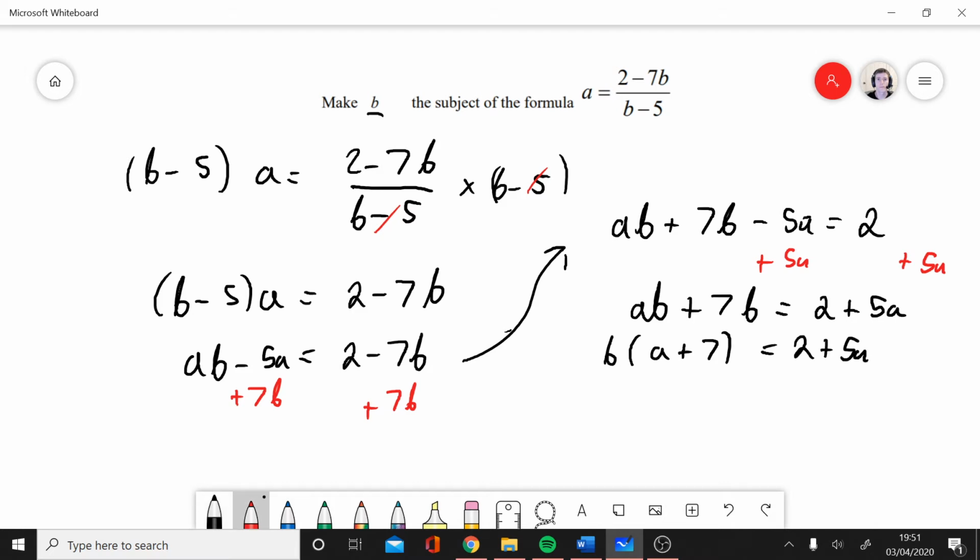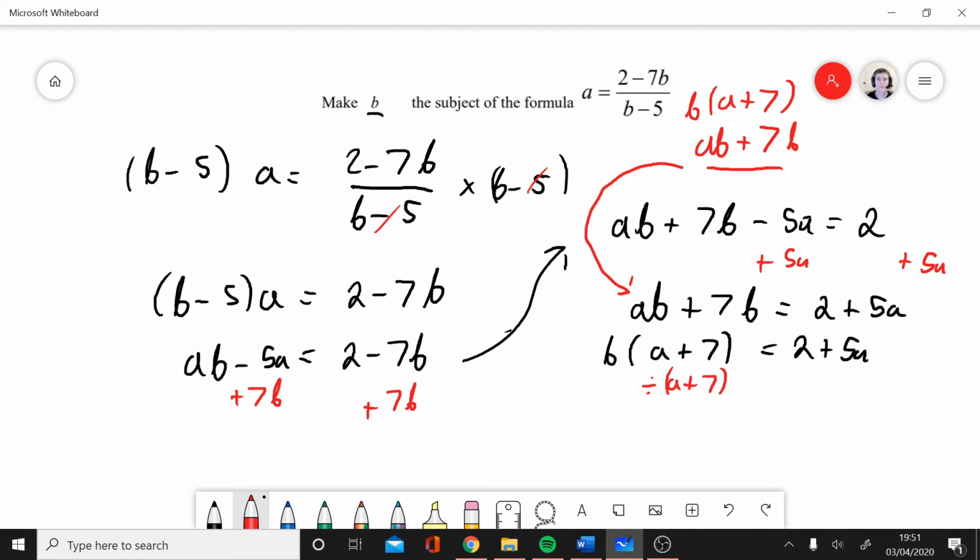And so the reason why this works is up here in red. If I multiply b by a plus 7, I end up with ab plus 7b, as it is just down here. So all I've done is I've taken out the common factor. And then we are able to divide both sides by this bracket of a plus 7, divided by a plus 7. And we end up with b being equal to 2 plus 5a divided by a plus 7.